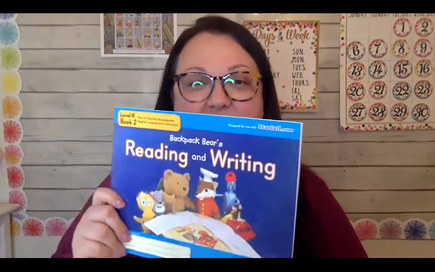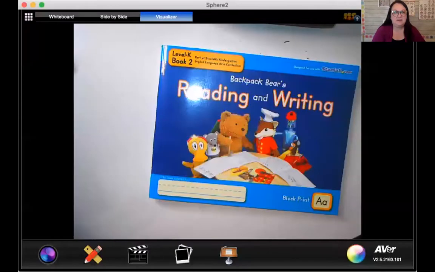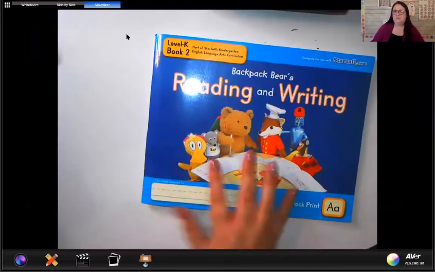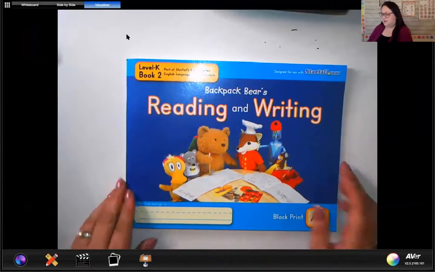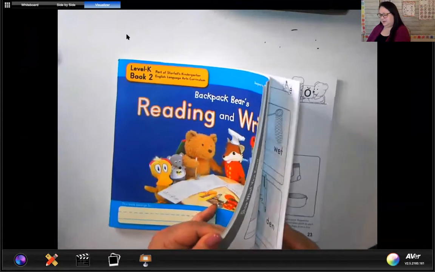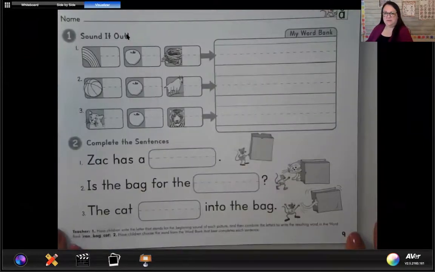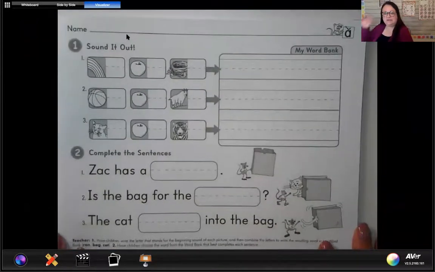I would like you to get your backpack there, reading and writing workbook number 2 that looks like this. And while you are getting your workbook, I am going to go ahead and share my screen with you and we'll go ahead and get started. Okay, so I've got my workbook out and we are going to go ahead and turn to page number 9. So you can see down here at the bottom, page 9. And let me make my screen a little bit bigger so you can see that better.